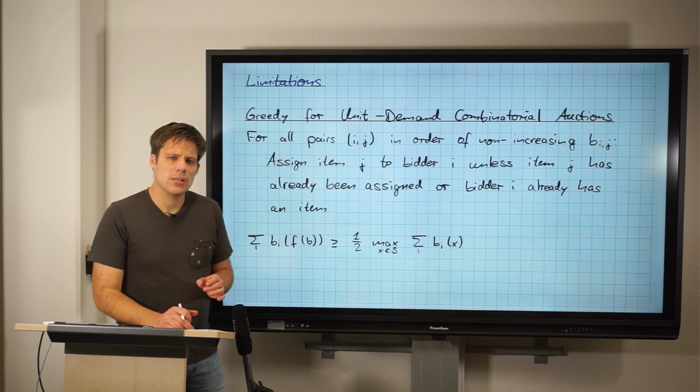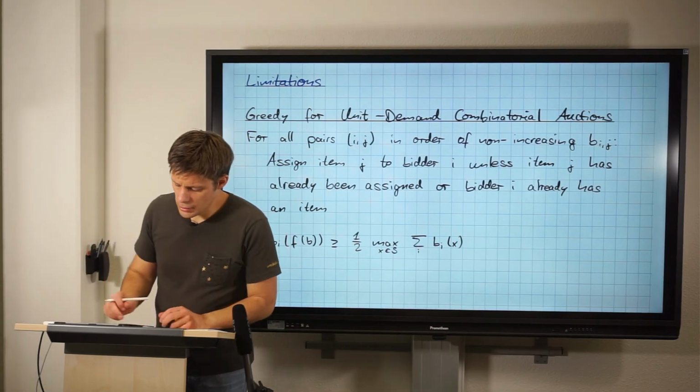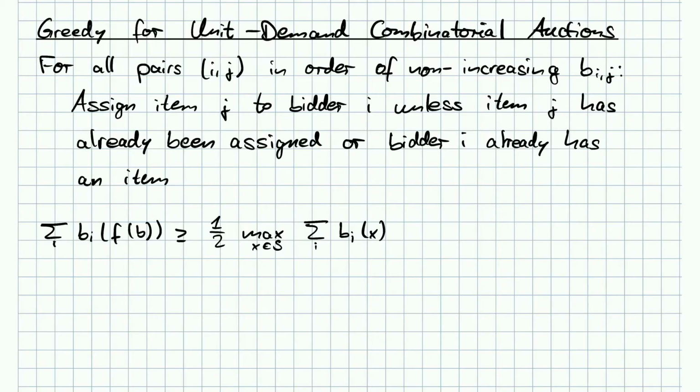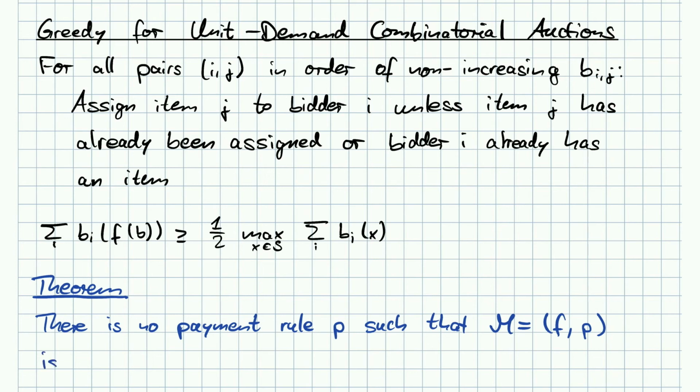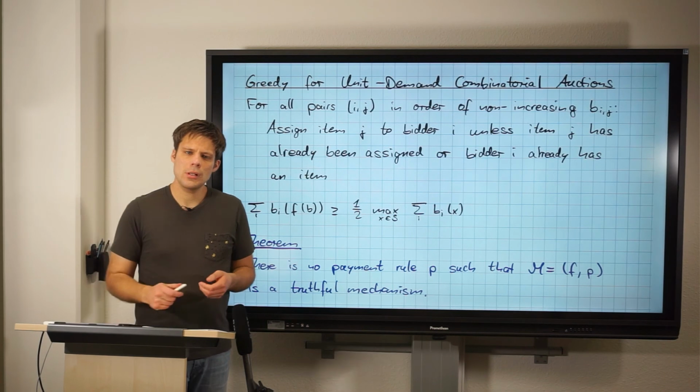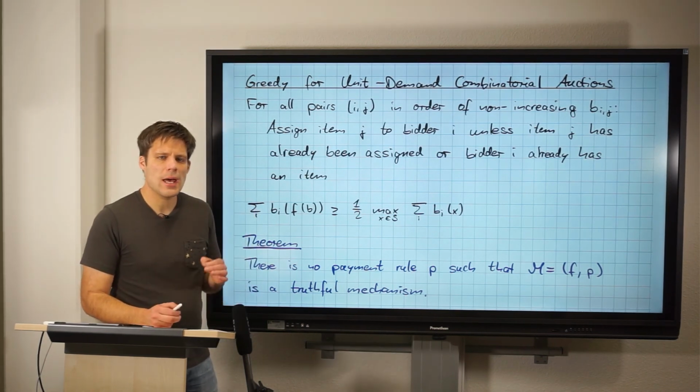And things are even worse here because there's no other way you could define payments such that you will get a truthful mechanism. So let's write down what I mean by that. There is no payment rule P such that the pair of this allocation algorithm or allocation rule and P is a truthful mechanism. Or in the language that we used in the context of Myerson's lemma, F is not implementable.